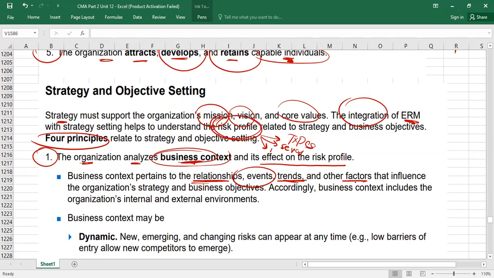So this is what they're saying: you have to analyze business context, like where you are facing risk. Maybe you are facing risk under relationships with stakeholders, or with certain events, or certain trends, or certain factors. And then you also need to consider the effect on the risk profile. Due to this context, how will your risk profile change, like types of risk will change, how severe they are, and how much interdependence they have. This is what is called the first principle, business context.